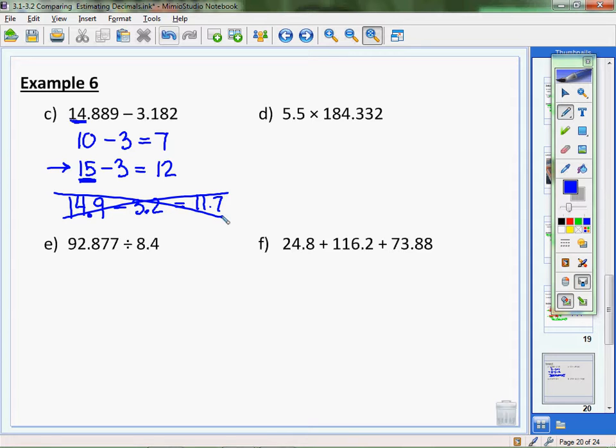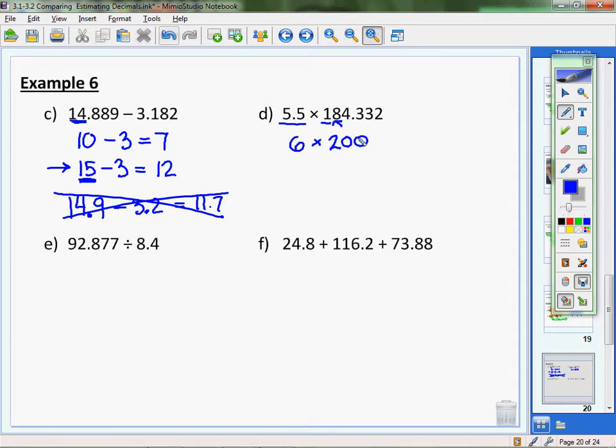Multiplication is often one where rounding to the highest place is the best, especially when you've got a number like this. So 5 and 5/10 times 184 and 332 thousandths. Let's start by rounding this to the ones place. We get 6 times this one. We could round it to 184, but that's not one that's easy to do in your head. So let's round it to the highest place, which would be the hundreds place. Because this is an 8, we're going to round it up to 200.